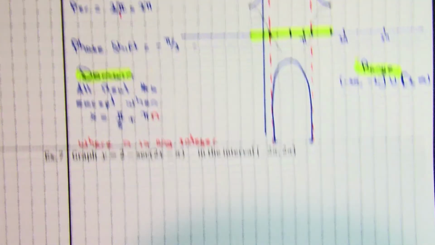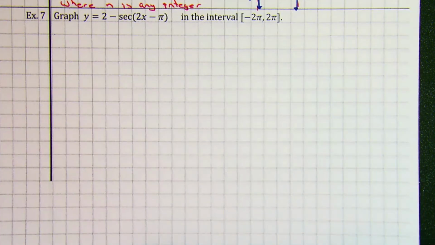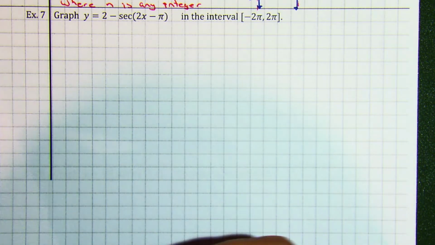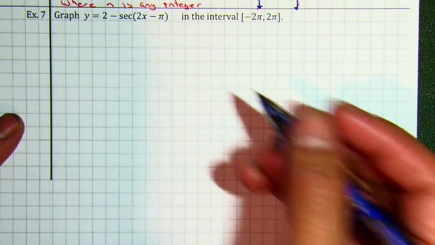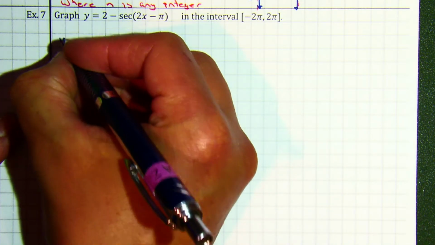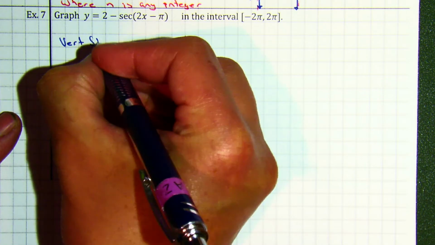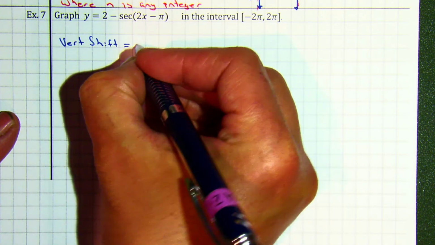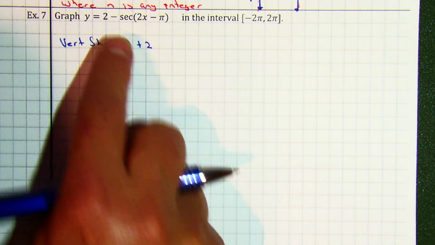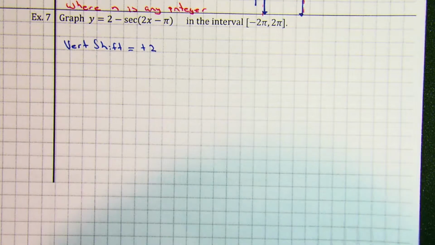Example number 7, and the last example for today. See if you can graph it, and then we can check our work. Go ahead and pause it. You got it? So let's see. I have my 2. My 2 will be my vertical shift, my vertical translation. We're going to shift it up 2. The negative will be a reflection on the x-axis.